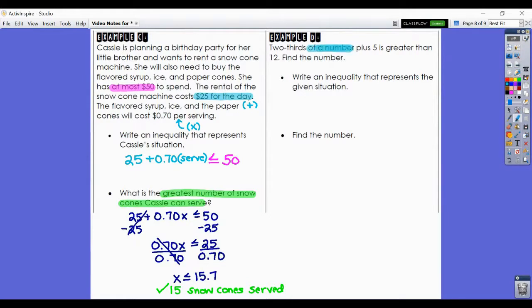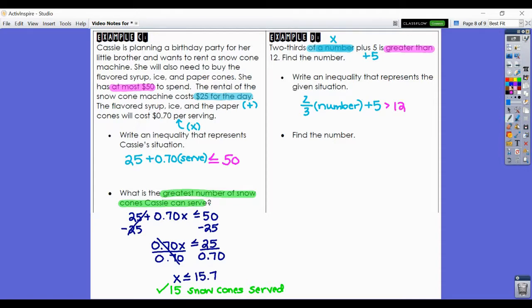Of a number really is going to talk about multiplication there. So that will be 2/3 multiplied to x, which is a number. Or we can even put, before we swap out x, multiplying that 2/3 by a number. Then we will have plus 5, which means addition of 5 there. And it's greater than, no equal to with it, just greater than 12.